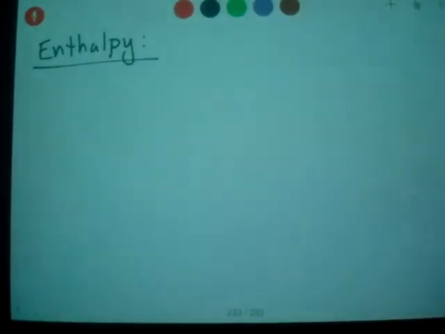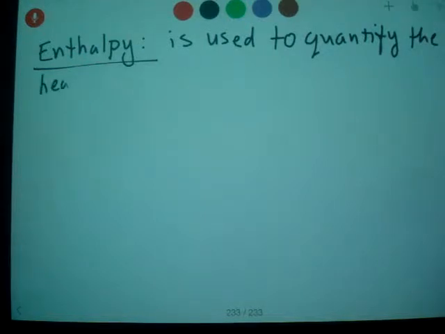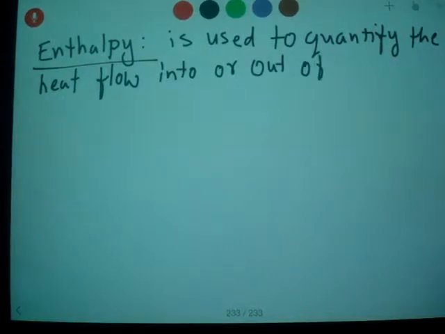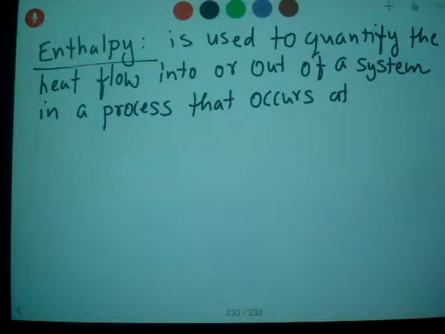Enthalpy. Enthalpy is used to quantify the heat flow into or out of a system in a process that occurs at constant pressure.